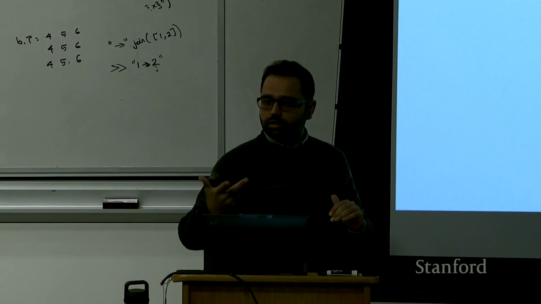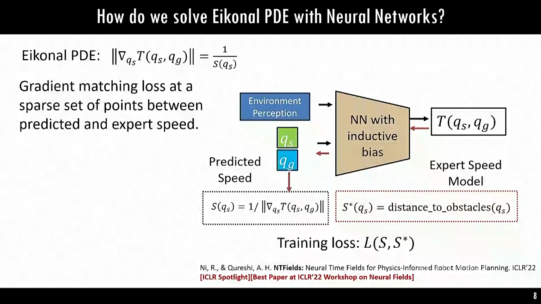Then the way we train this neural network is through a gradient matching loss function. So we backprop, compute this gradient with respect to QS, and then the eikonal PDE says the inverse of this gradient norm is basically your constraint function. So we approximate this constraint function and compare it with the ground truth constraint function, like your ground truth distance to obstacle. Is that clear? So the loss function is on the gradients of the neural network. It's not on the forward pass output. The loss function is on the gradient of the neural network.